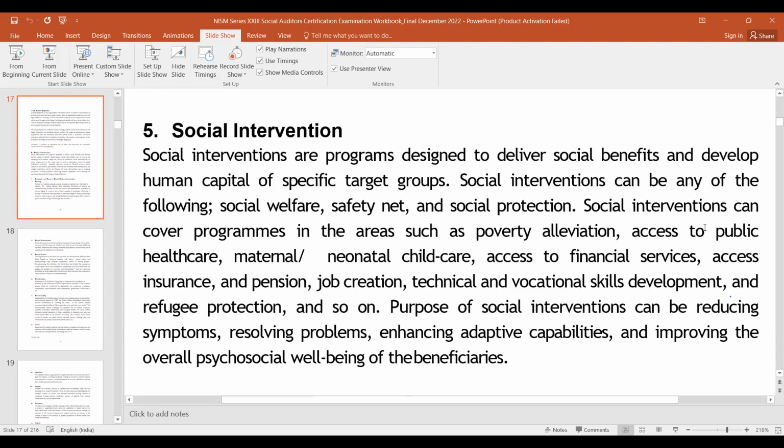Social interventions are the programs, basically the programs, which are designed to deliver social benefits and develop human capital of specific target groups. Such interventions can be any of the following: social welfare, safety net, and social protection.